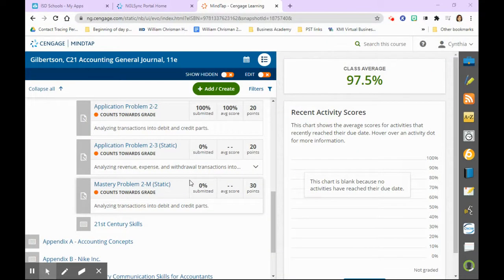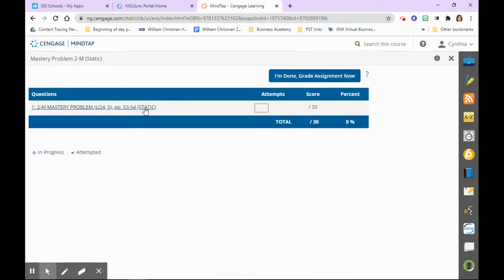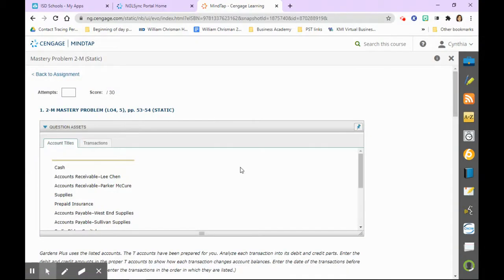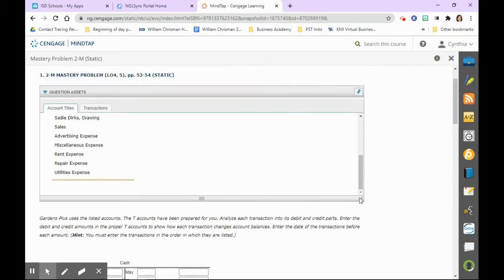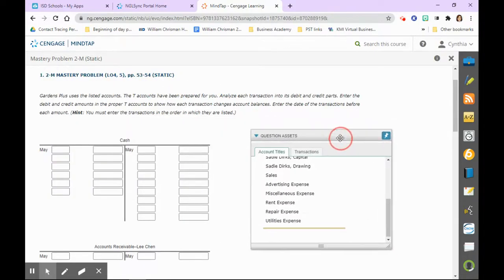I just wanted to go over with you how to do the mastery problem because it's set up a little bit different than the application problems. In the application problems, for each transaction you have two separate T accounts. In the mastery problem, you're going to have one T account per account, and so you'll have multiple transactions under each of those T accounts. So to get you started, I'm going to move this down.